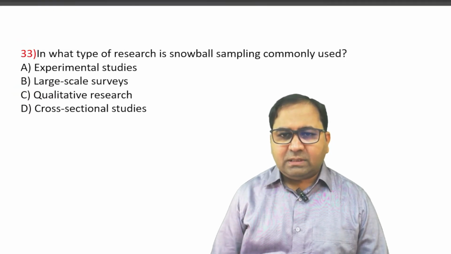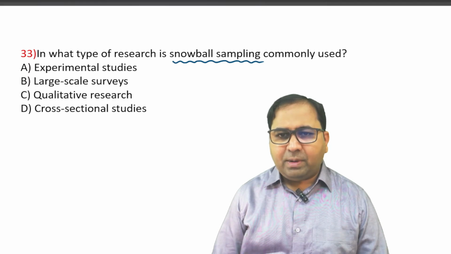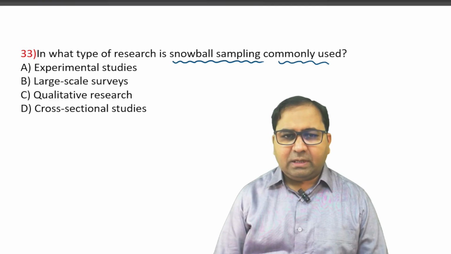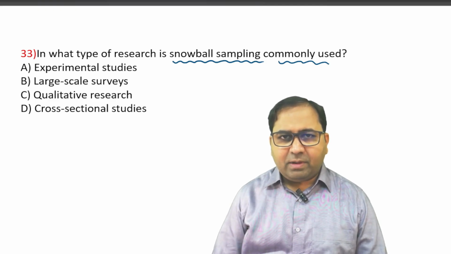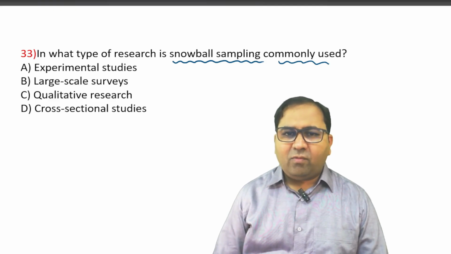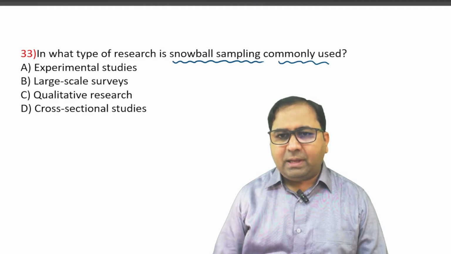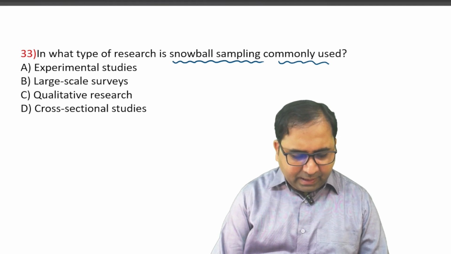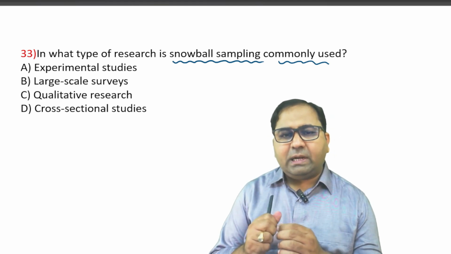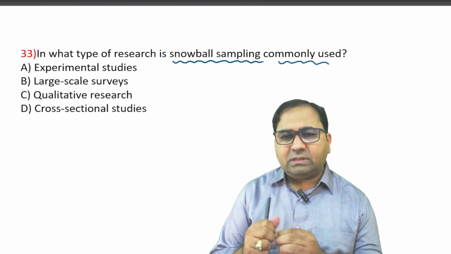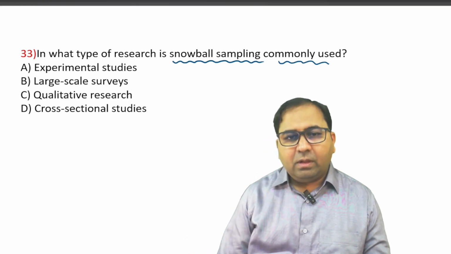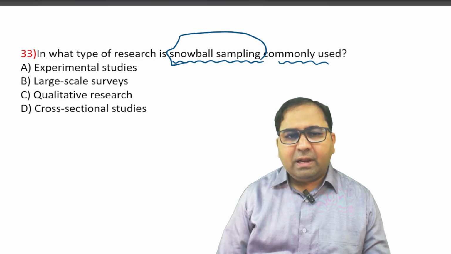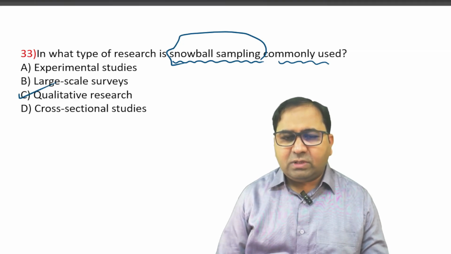Next question. In what type of research is snowball sampling commonly used? See, once again, this question is from the 11th chapter actually, but if it has been repeated over here, let us finish this question here. The options are A. Experimental studies, B. Large scale surveys, C. Qualitative research, or D. Cross-sectional studies. The answer is very clear. It is used in qualitative research.